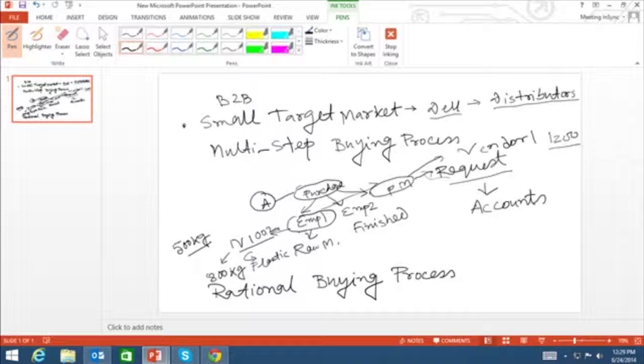N1002, accounts will check whether the vendor's previous history is good or not. If accounts sees that this vendor is not good enough, he is not providing anything to us on credit, then the accounts department might reject the request created by the purchase manager. So there will be a rationale behind every buying process. It's not emotional buying in B2B.